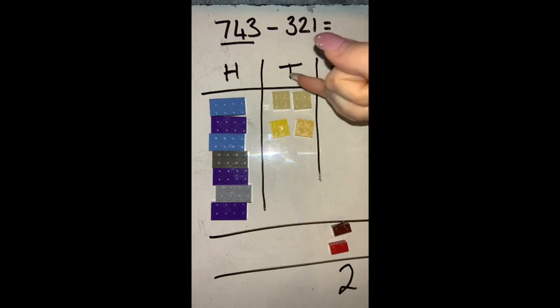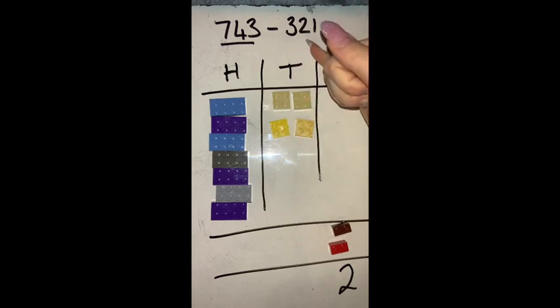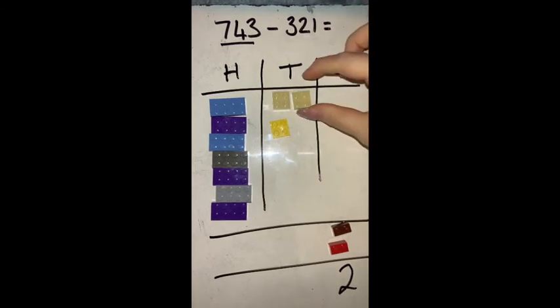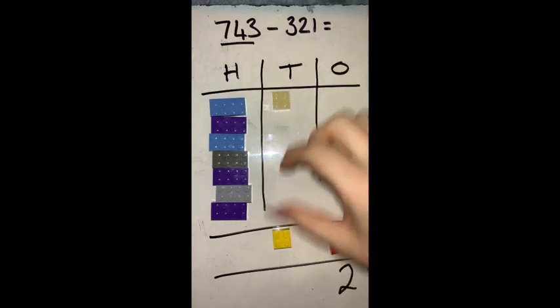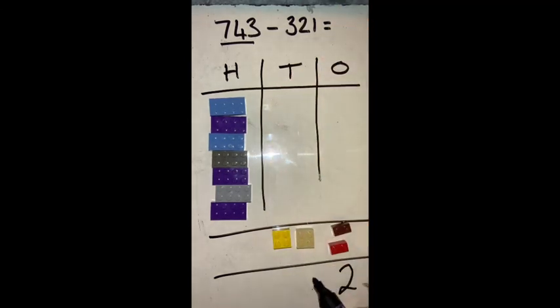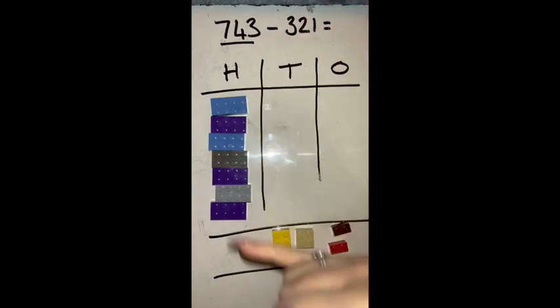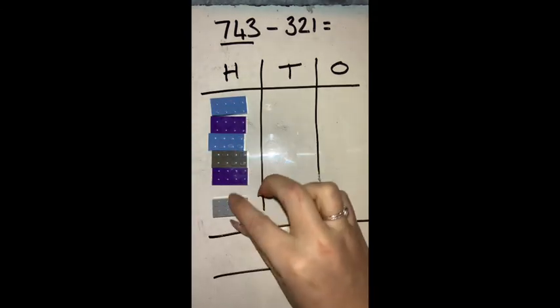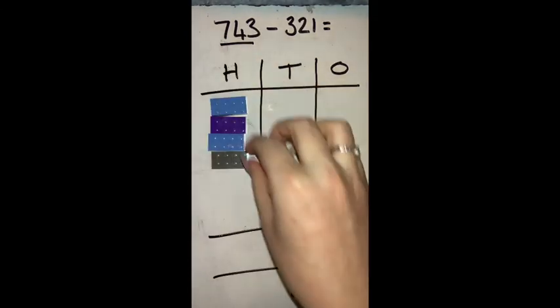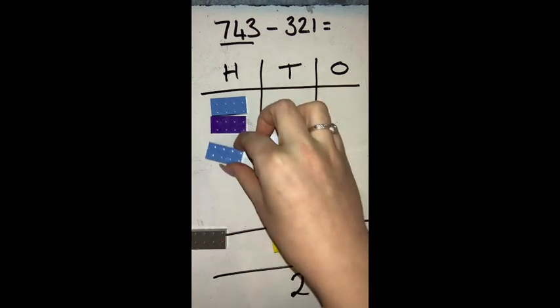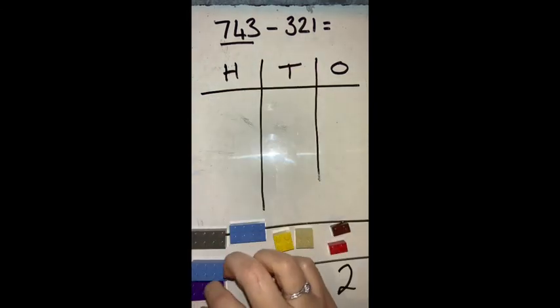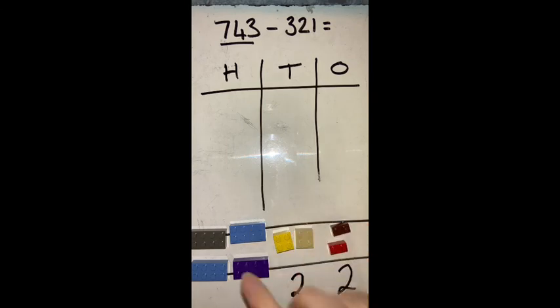In my tens column, I've got 4 tens. I need to take 2 tens away. 1, 2. And I'm going to move what I'm left with down here. So I've got 2 tens left. And then finally, I'm going to take 3 hundreds away from the 700s that I've got here. So 1, 2, 3, and again, I'm going to move what I've got left down here. 1, 2, 3, 4. So that leaves me with 422.